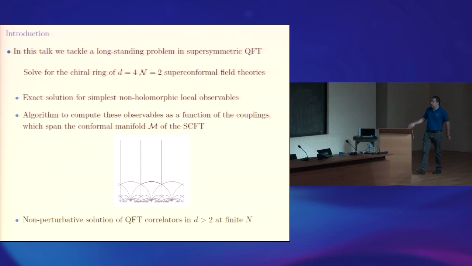And this space is typically acted on by dualities, so it's quotiented by some S-duality symmetries. As far as I know, this kind of exact solution of correlation functions that we will present is the only example I know of non-perturbative solutions of field theory correlators above 2 dimensions at finite N.